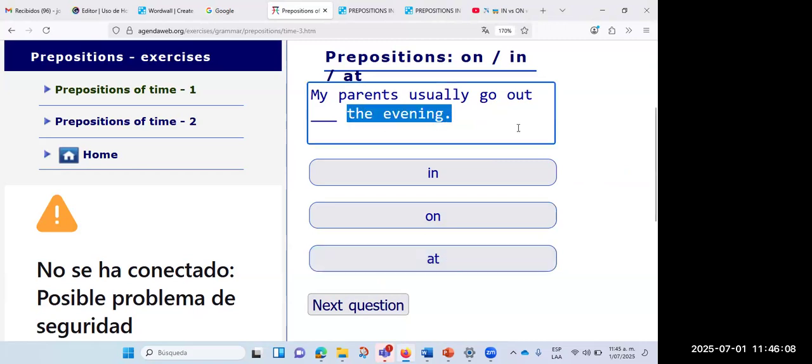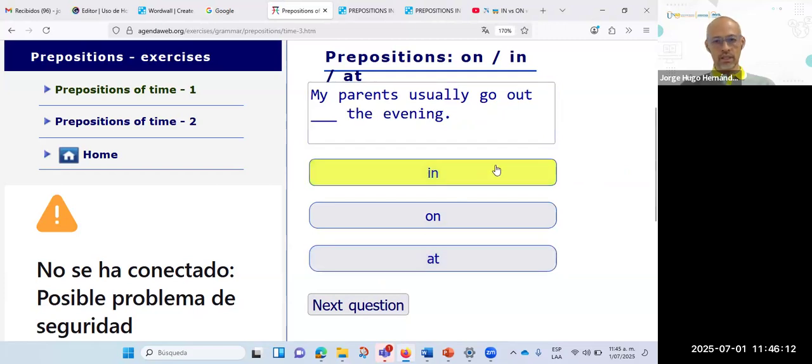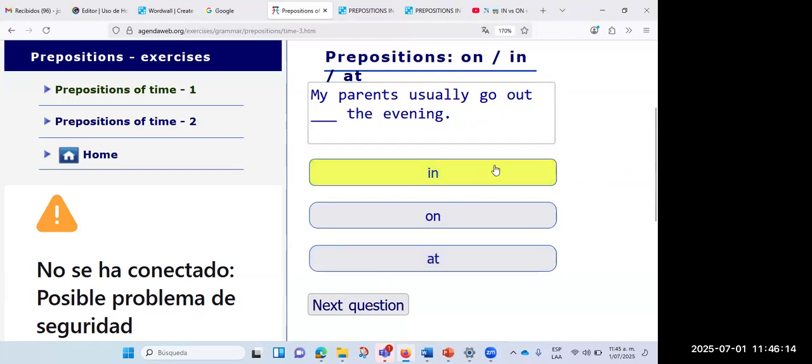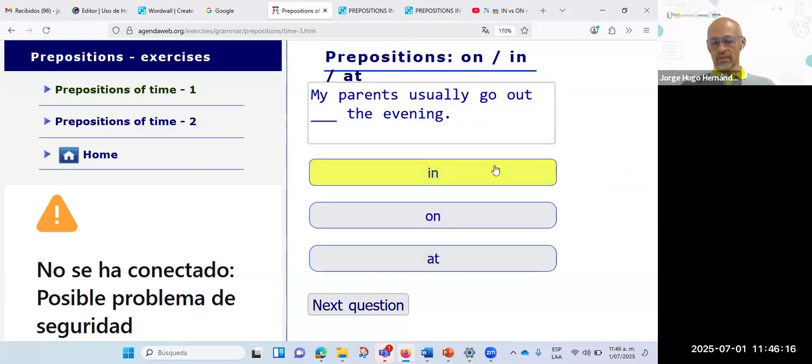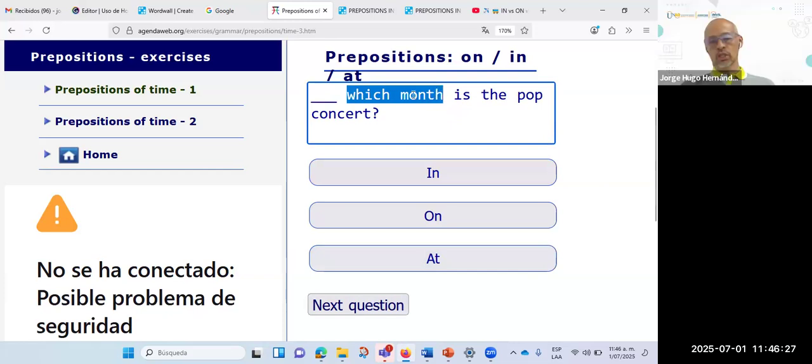You are using the evening. In the evening. If I say night, we use at, but evening, in the evening. Okay. Samuel, we are talking about a month. So what do we use, in, on, or at?